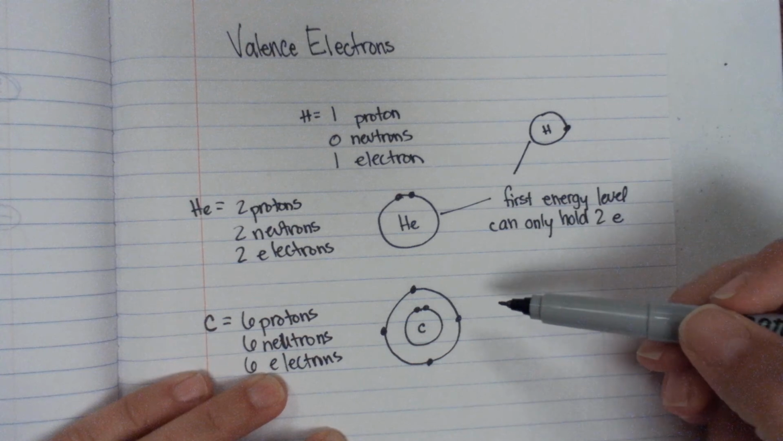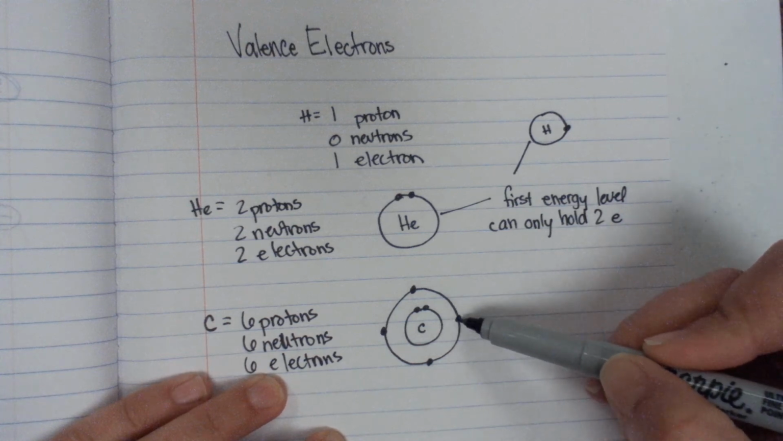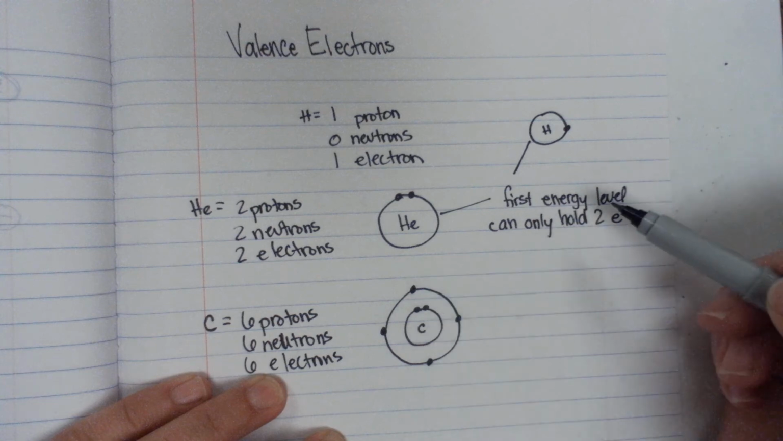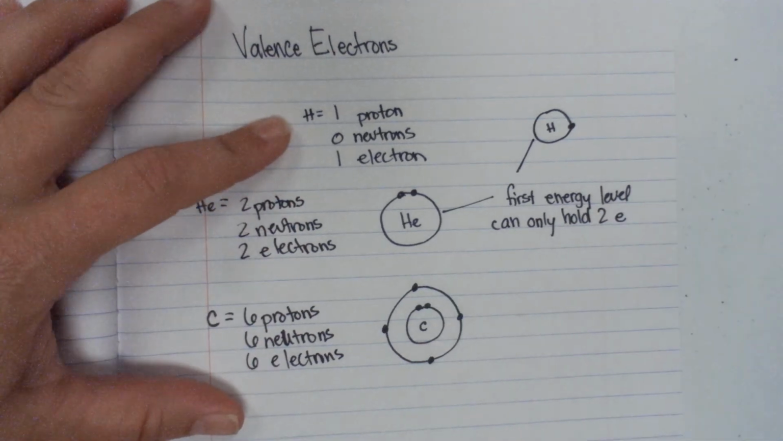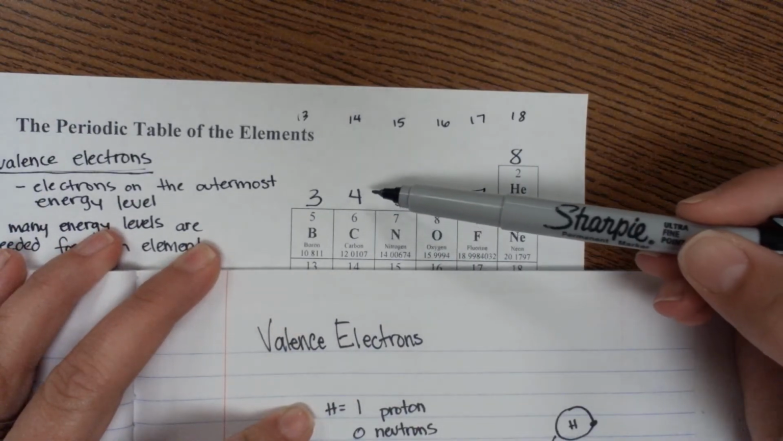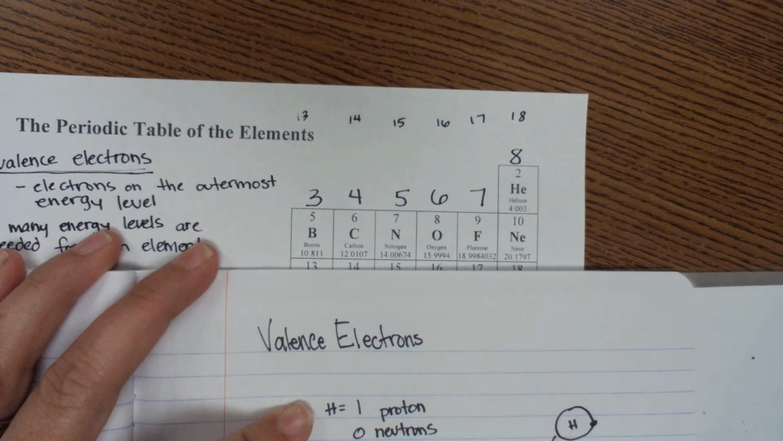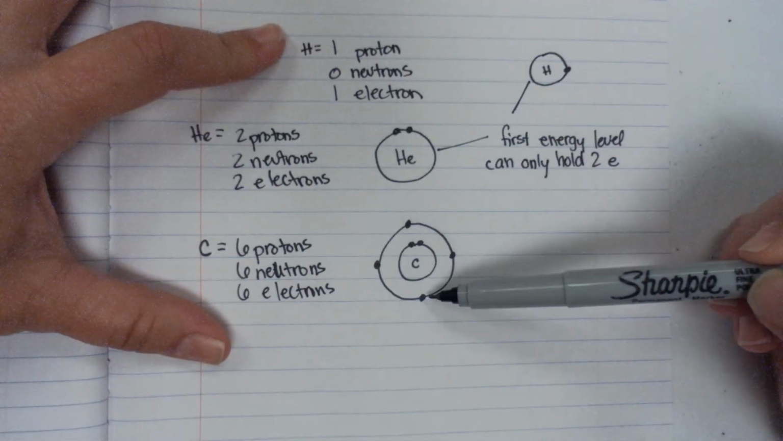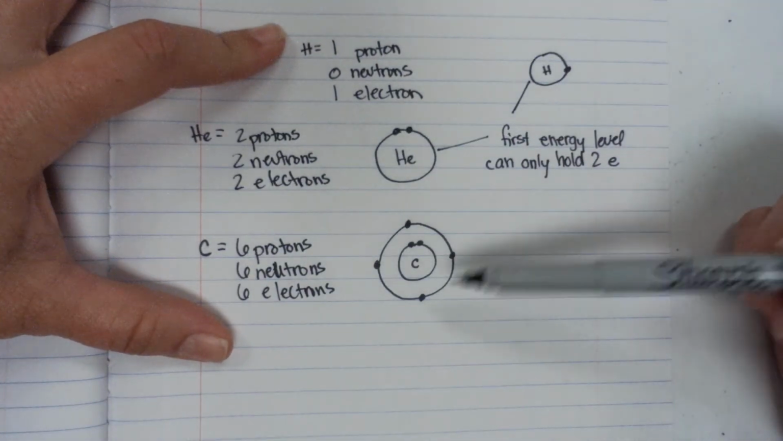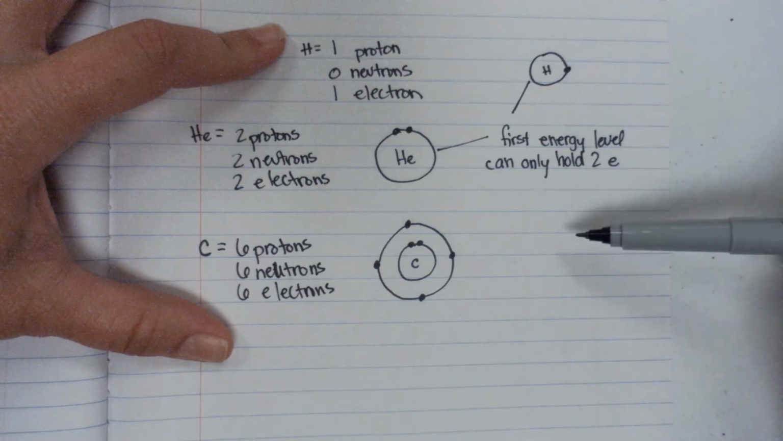So now let's talk about these valence electrons. On the outer ring of carbon, there is 1, 2, 3, 4 valence electrons. Let's look back at carbon. Notice carbon is in the 4th group. That tells me how many electrons are on the outside ring here. So hydrogen has 1. It only has 1 ring, but that's still the outside ring.